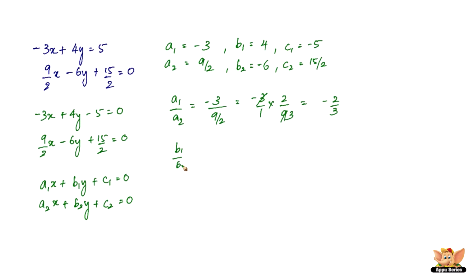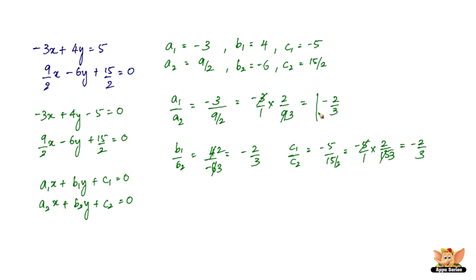Now b1 by b2 equals 4 by minus 6. 2 goes 2 times in 4 and 3 times in 6. So we've got minus 2 by 3 again. And then we've got c1 by c2, which is equal to minus 5 by 15 by 2, which is equal to minus 5 by 1 times 2 by 15. So 5 goes 3 times in 15. So again we've got minus 2 by 3.